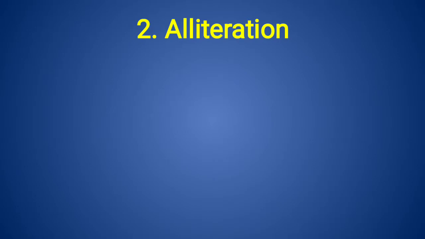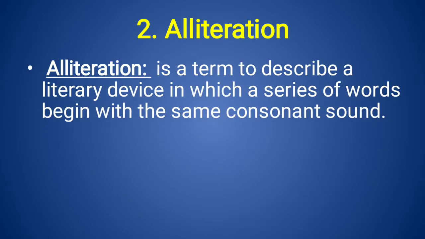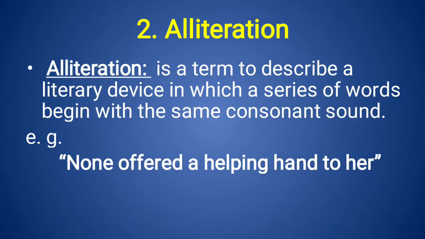Already we have discussed so many examples of alliteration. So alliteration means what? This is a term to describe a literary device in which a series of words begin with the same consonant sound. So here remember we have the consonant sound at the initial starting of the word, and that sound is repeated. So here I have taken one example of alliteration. None offered a helping hand to her.